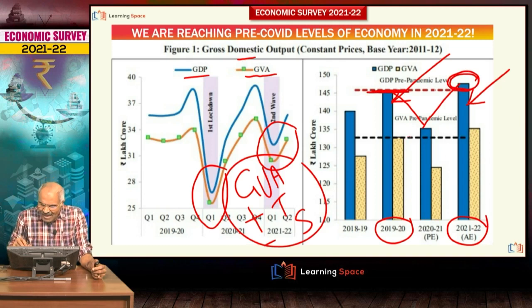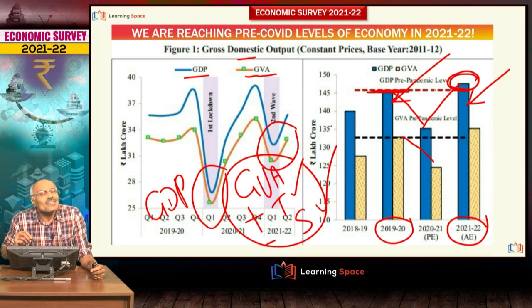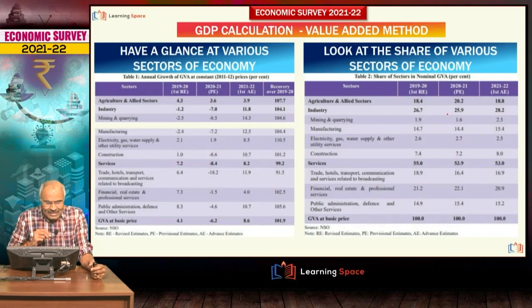Similarly, if you see GVA also, normally GVA is less than GDP because the taxes are there in between. I have already told you GDP is equal to GVA plus taxes, or you can say product taxes minus product subsidies. I am not going into the details of production taxes, production subsidies. Let us leave that because it will become complex. From the layman's perspective, please understand GDP is equal to GVA at basic prices plus product taxes minus product subsidies. So here you see GVA also slightly higher. Then have a glance at various sectors of the economy.